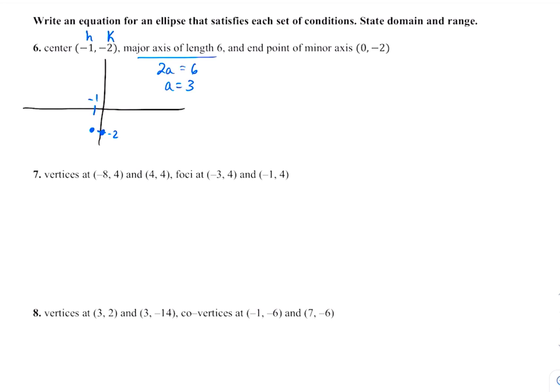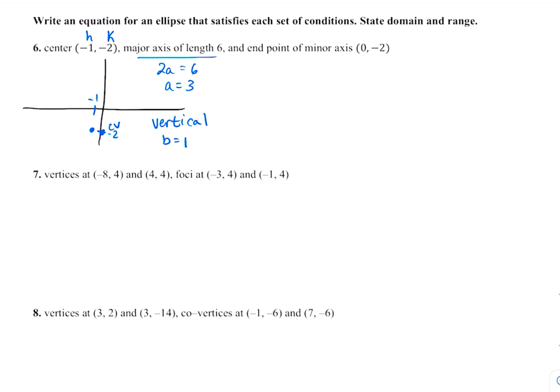Now, if we are dealing with the minor axis, that means that this represents a co-vertex. So since the co-vertex is to the left and right, that means that my vertices have to be up and down. So I know that the direction is going to be vertical. And then my B value is the distance from my center here to the co-vertex. So I'm going from -1 to 0. So that tells me that my B is 1.